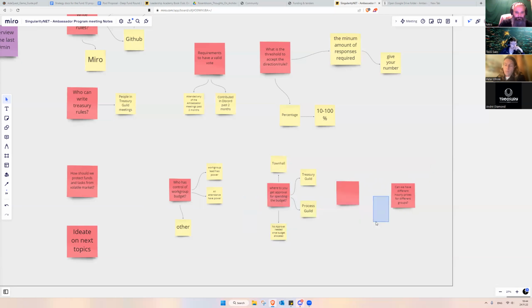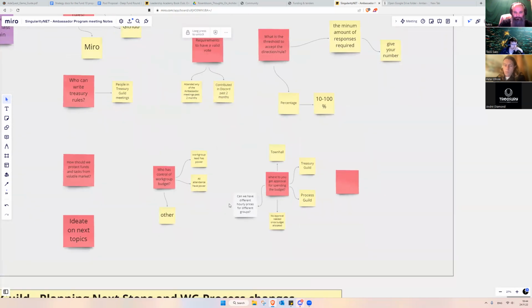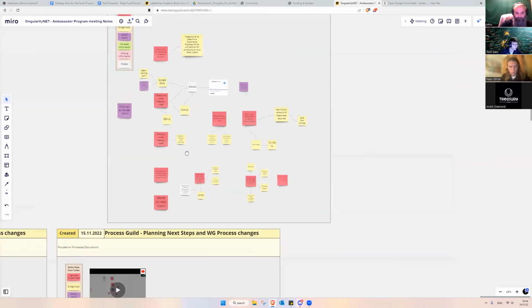Yeah, and then this, can we have different hourly prices for different groups? I think this question is invalid. Who has control over the work group project? The one in control can decide, so the hourly price doesn't actually concern anything.